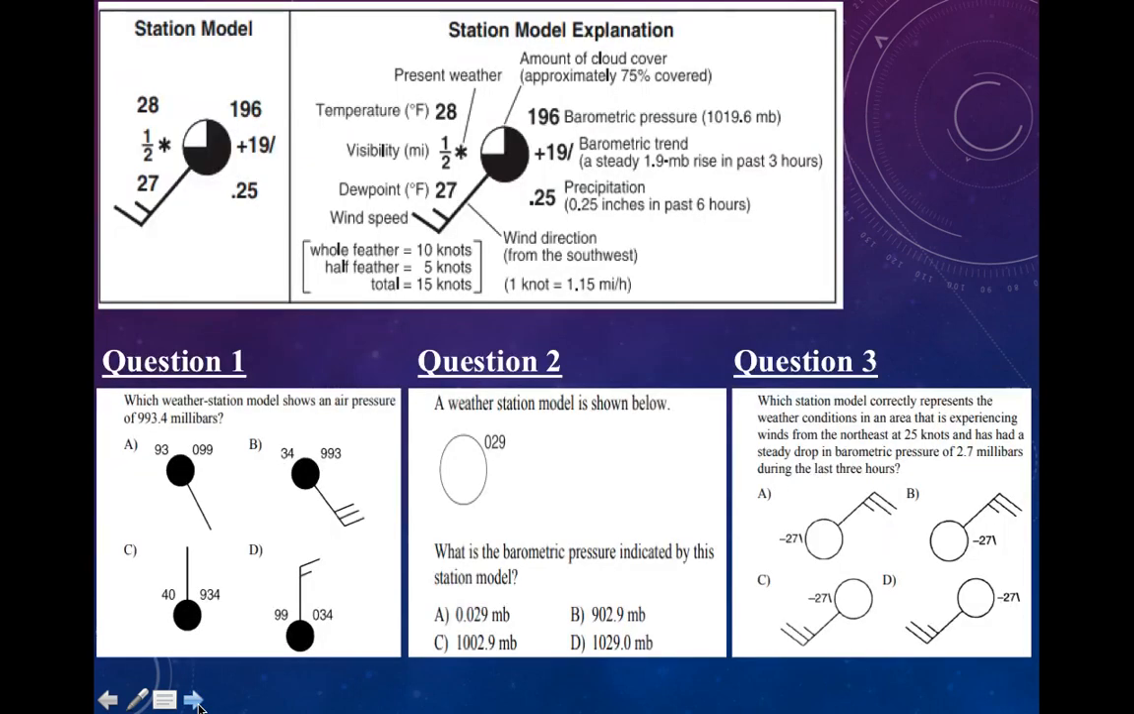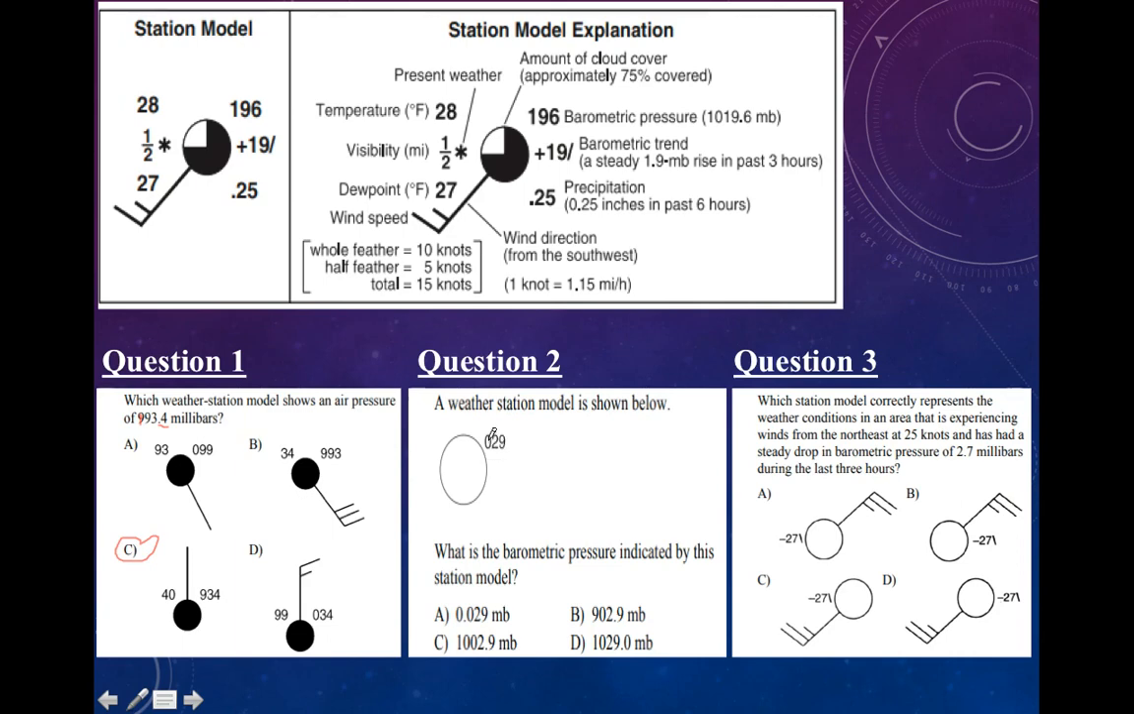Okay, so let's do some questions here. Question number 1, which weather station model shows an air pressure of 993.4 millibars? So remember the rule. When you want to go from the bigger number to the shorter number, I'm going to take out the 9 or 10 in front, move the decimal out, and I'm left with 934. There's your answer.